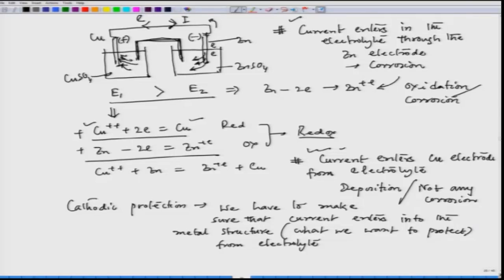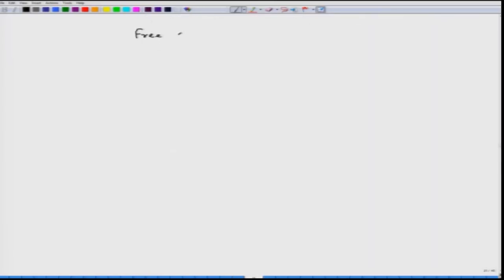Now, we see that the potential difference is basically E1 minus E2, since we are talking about reduction potential, is 1.1 volt before we short the circuit. Now, this voltage is useful for doing some electrical work. We can connect this electrical work with the free energy change, and that is the first step towards the consideration of thermodynamics in electrochemistry or for corrosion related aspects. Now, let us see how we can integrate free energy change with voltage difference.